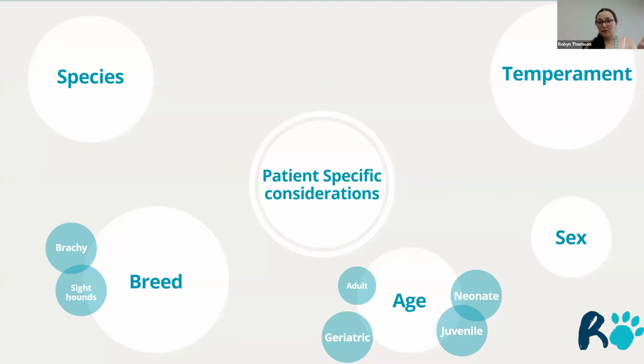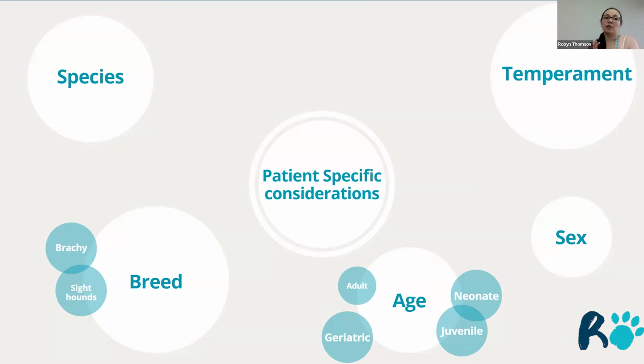So different species have different considerations. A cat is not a small dog. A horse is also not a dog. So we do have to think about those deviations due to their just being a different species. Then even within a species, there are going to be breed differences. We all know about our brachycephalic patients. They have a huge set of considerations that we have to think about purely because they are brachycephalic. Sight hounds also have some certain considerations that we have to think about as well.